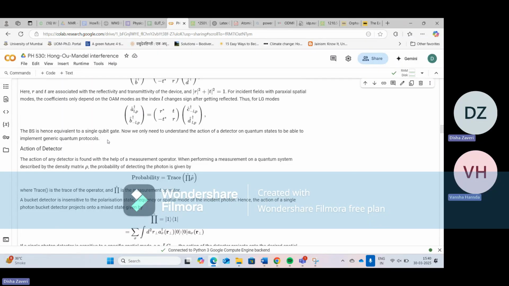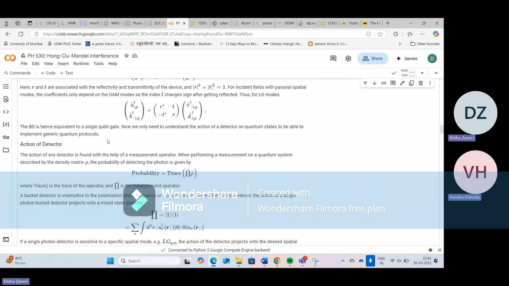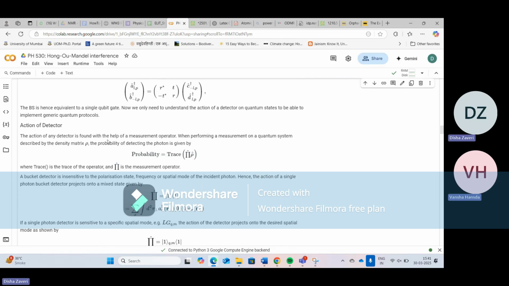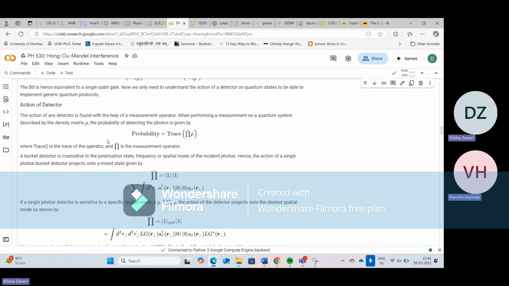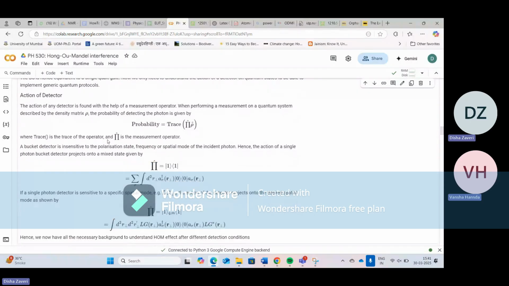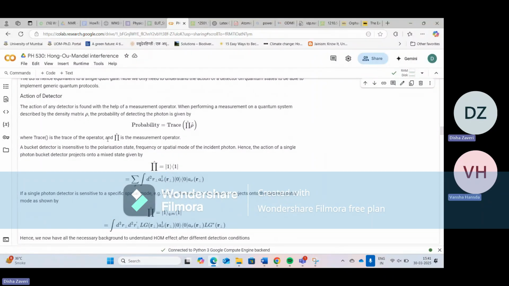basically this beam splitter can act like a single qubit gate, which is important for most quantum protocols. So the only thing that's left now is to see how exactly this is getting detected. So now the action of any detector can be found with the help of a measurement operator.